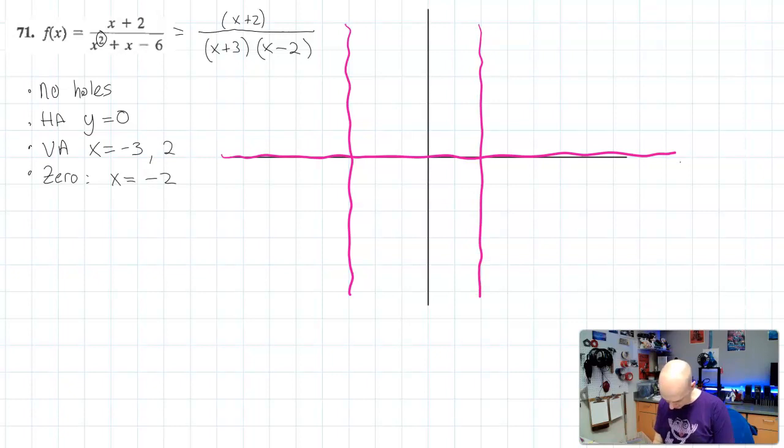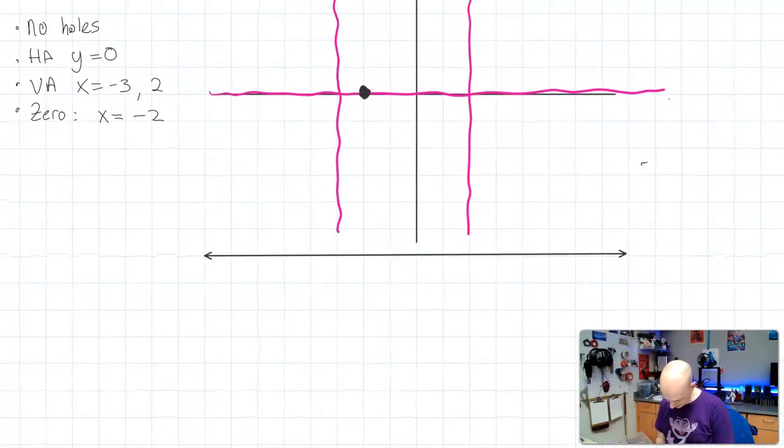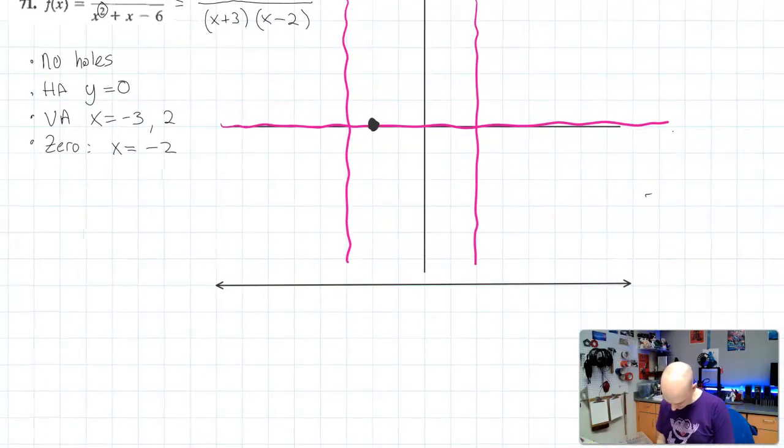Two vertical asymptotes. A 0 at negative 2. That looks correct. Let's go create our sign diagram. And there are, again, 3 regions of the graph to test. I'm going to copy the equation down: x plus 2 over x plus 3, x minus 2.